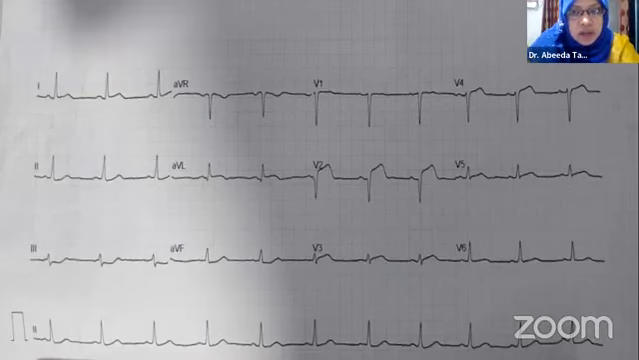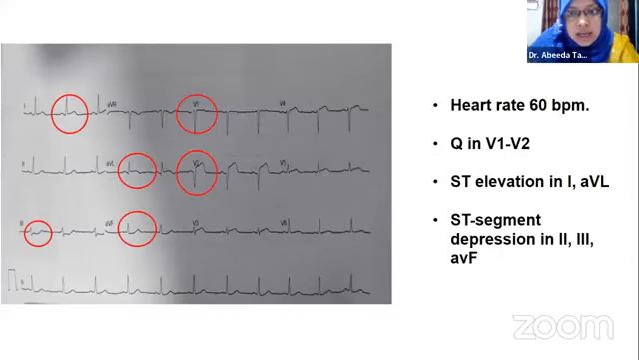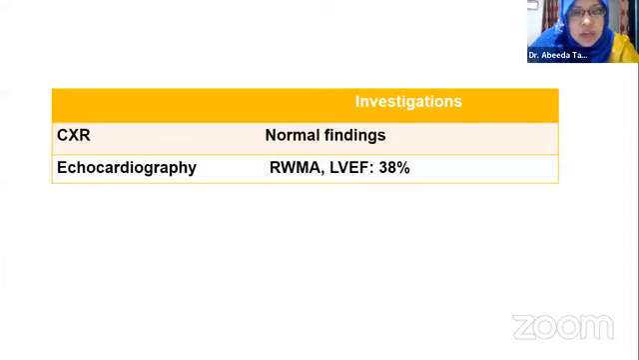She had an echocardiography. So this is the old anteroseptal MI. We did an echocardiography, and it showed that her ejection fraction was 38% at that time.